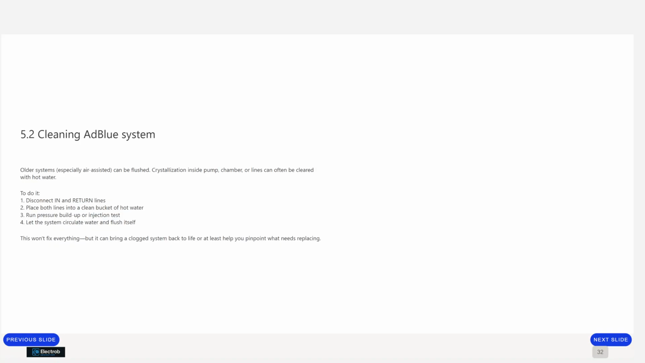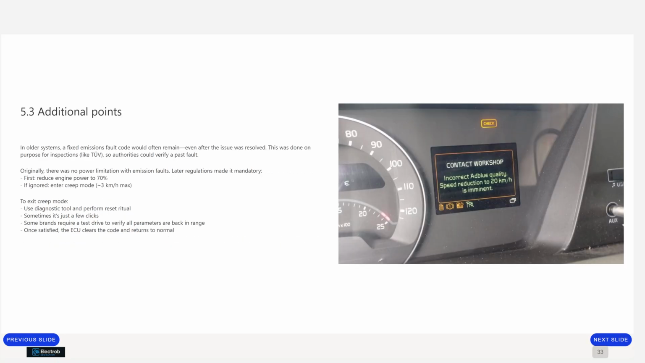what needs replacing. In older systems, a fixed emissions fault code would often remain, even after the issue was resolved. This was done on purpose for inspections, like TÜV, so authorities could verify a past fault. Originally, there was no power limitation with emission faults. Later regulations made it mandatory.